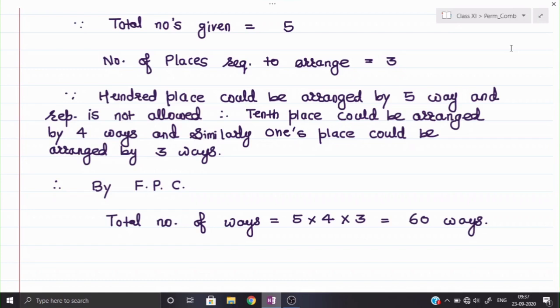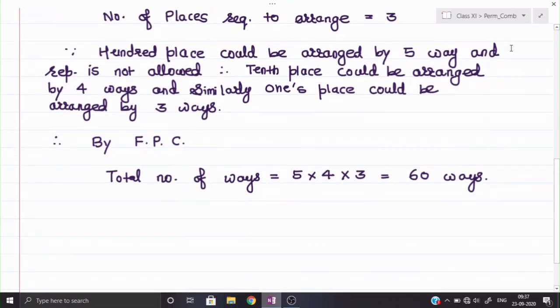But suppose I use a number more than once. I will write down here first of all the heading of the first part: repetition is allowed. So the first part we are solving now. When repetition is allowed, we shall see what arrangement will be formed here.